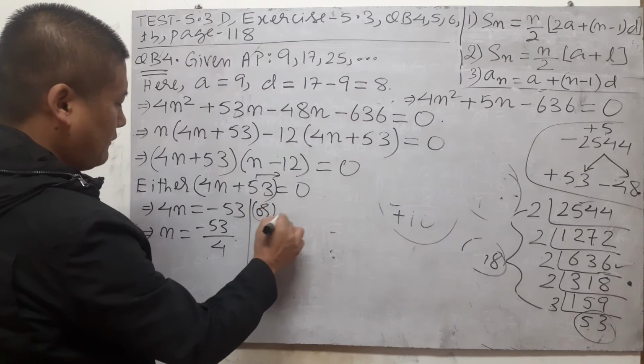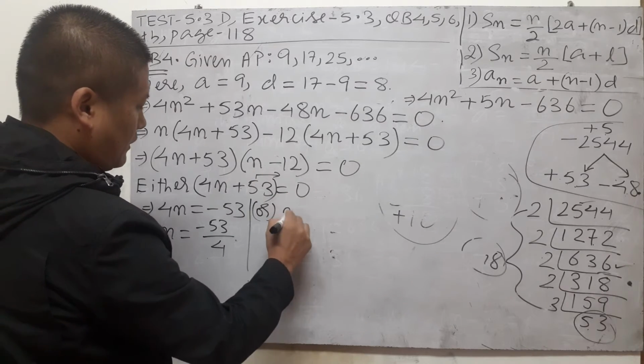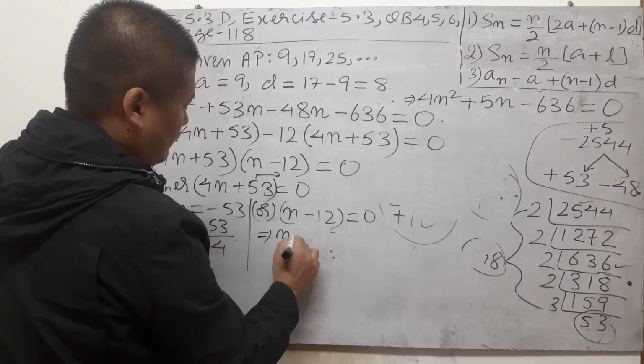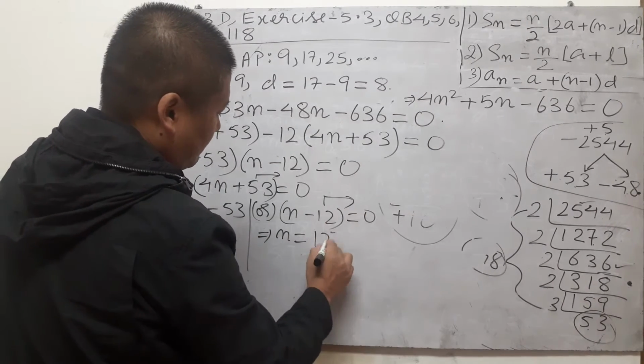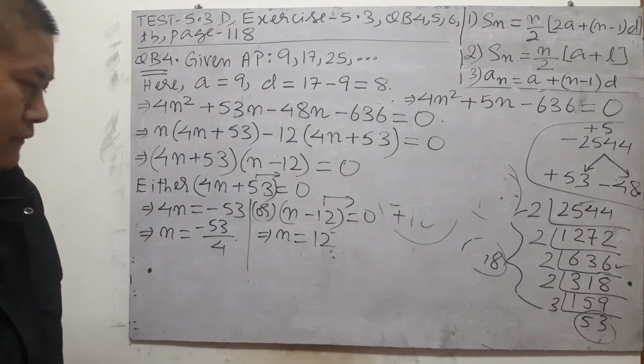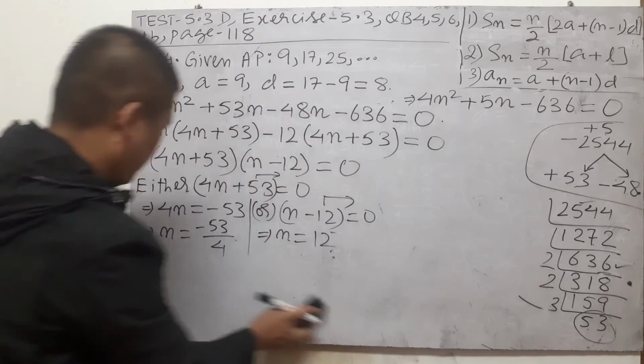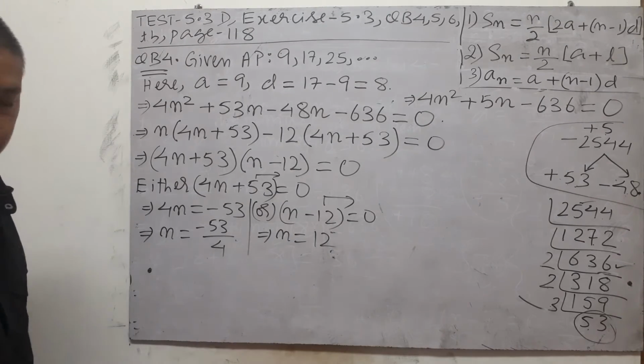Or the second factor here, n minus 12 is equal to 0. So n will be equal to minus 12 shifted to right side, plus 12. So we have two values possible for n. The first one is minus 53 by 4 and the second one is plus 12.